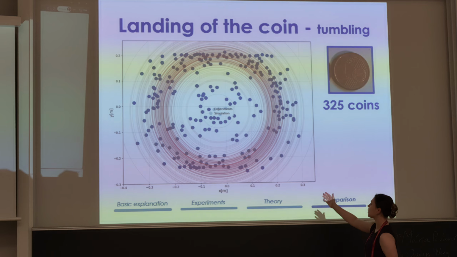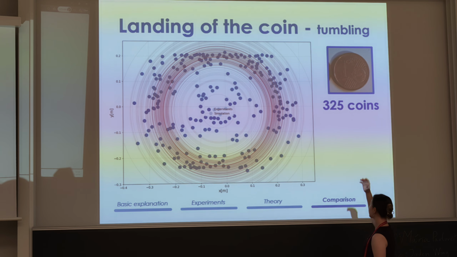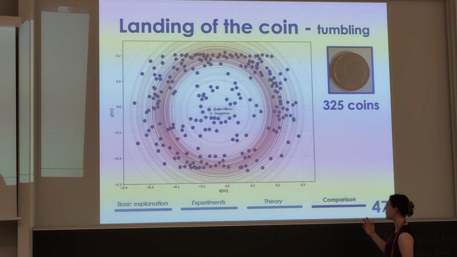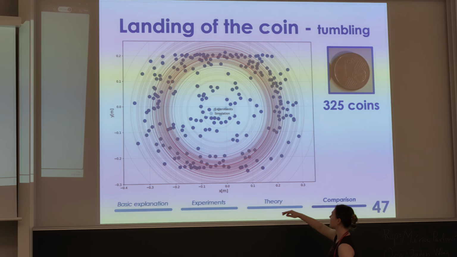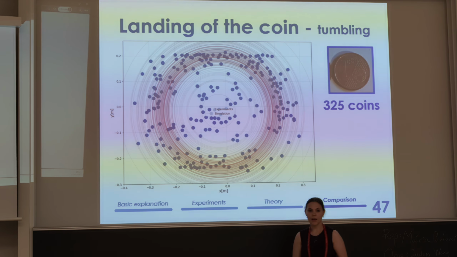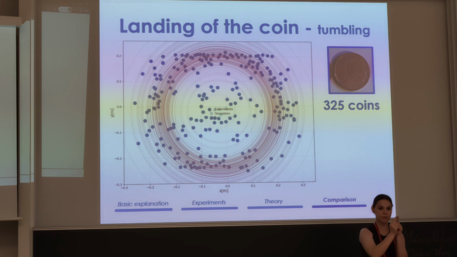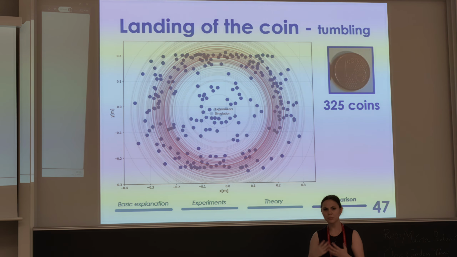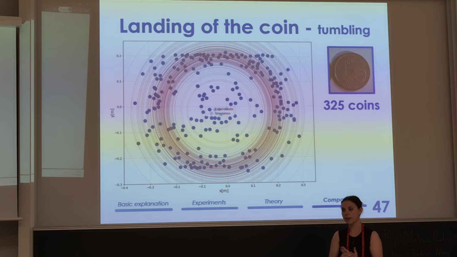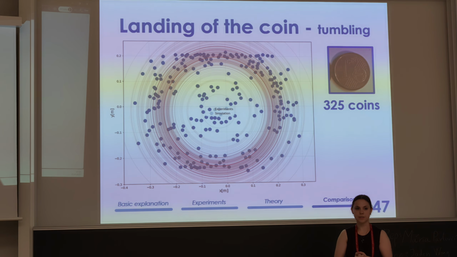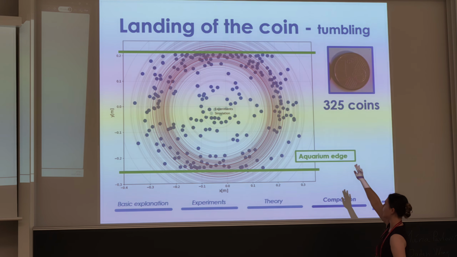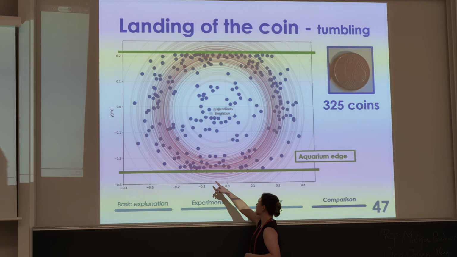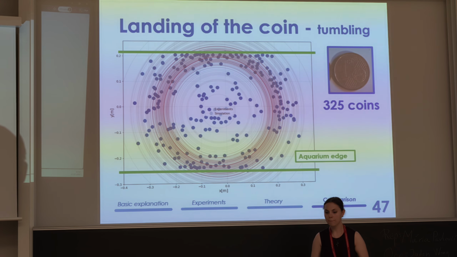And here I ran my simulation 325 times, as in my experiment. The simulation is very light, and you can see that here it overlaps a lot. And again, in my simulation, there was a small difference in the release angle, because even though I used an electromagnet, it has some error because it isn't perfect. And here were the edges of my aquarium. This is why the coins don't go further.